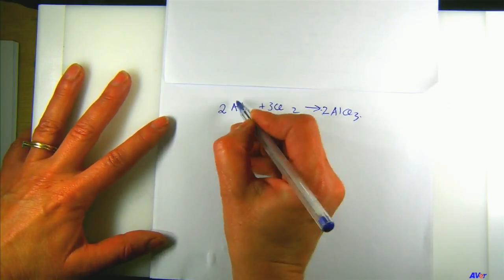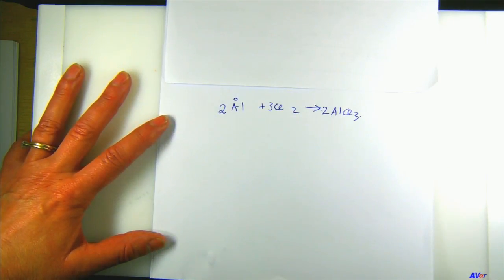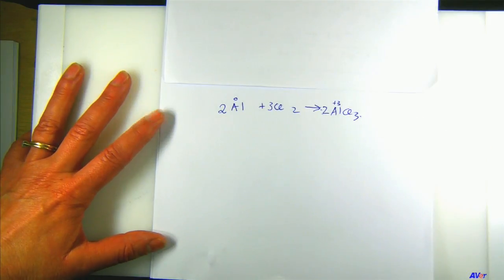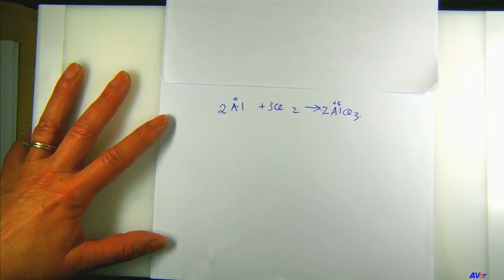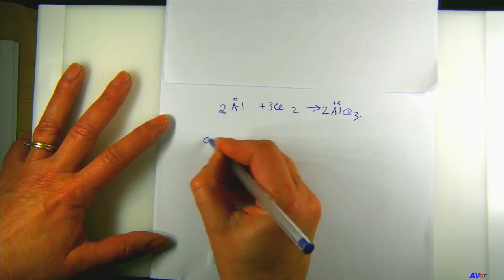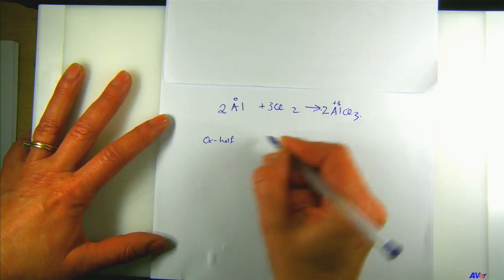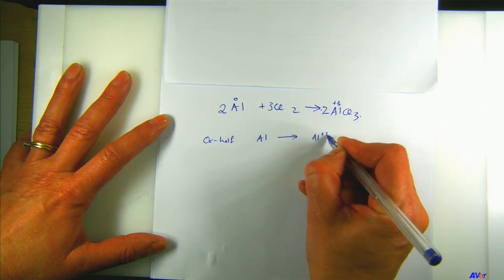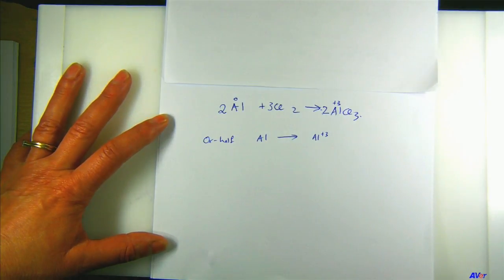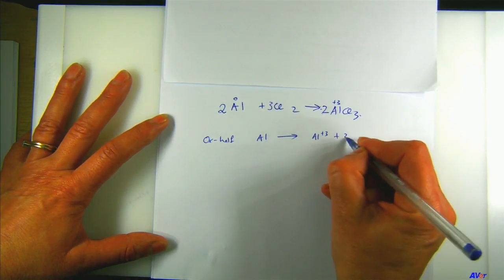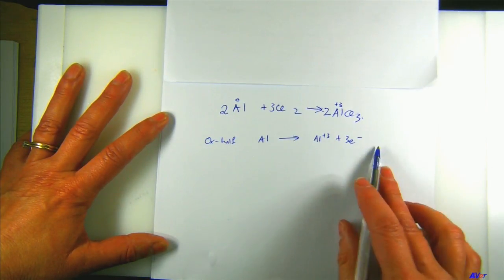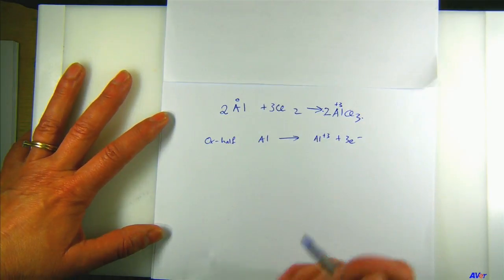Now, aluminium starts without a charge. It's got a 0 charge, and it ends up with plus 3. Will it be gaining or losing electrons? Losing electrons. So this is my oxidation half reaction. It is the aluminium that is going to aluminium plus 3. How many electrons on which side? 3 electrons on the right-hand side. Total charge left, 0. Total charge on the right, 0. We've got conservation of charge.